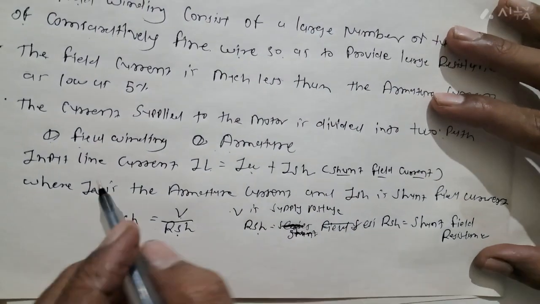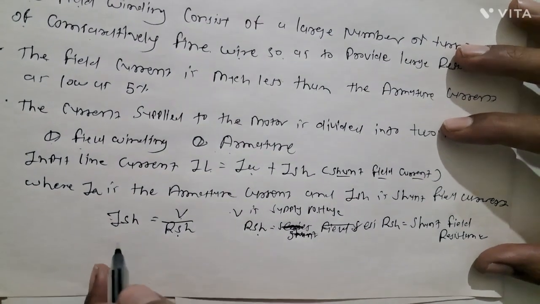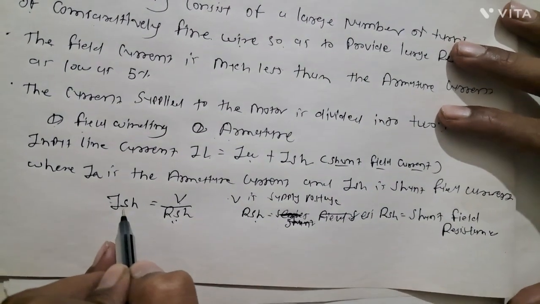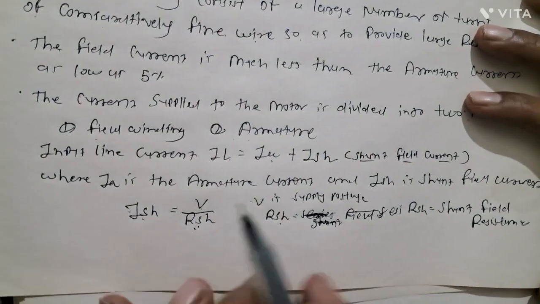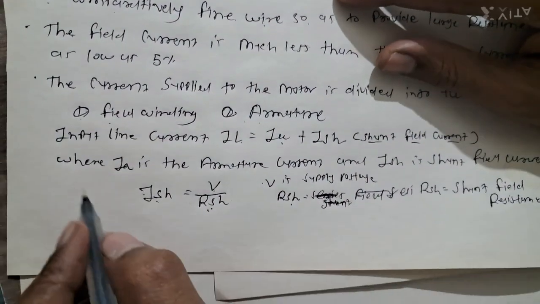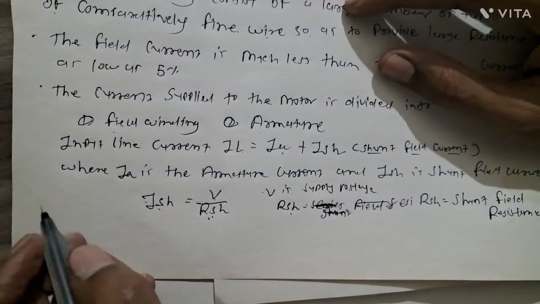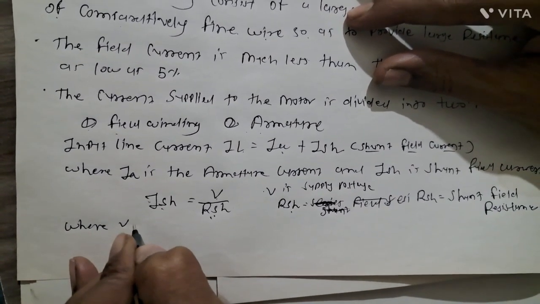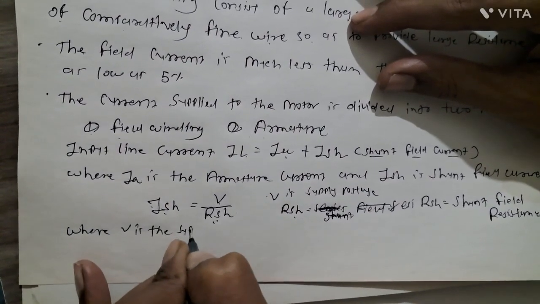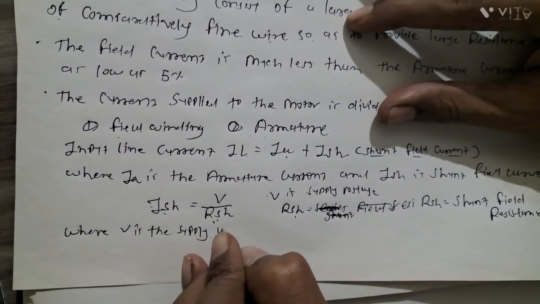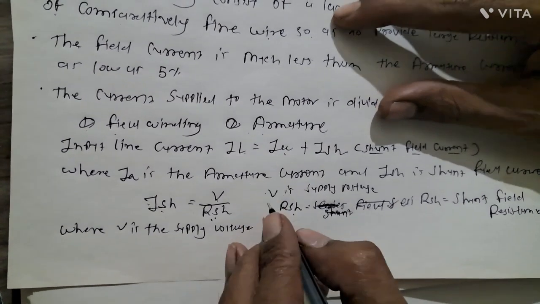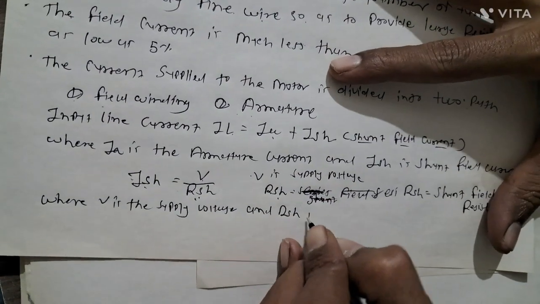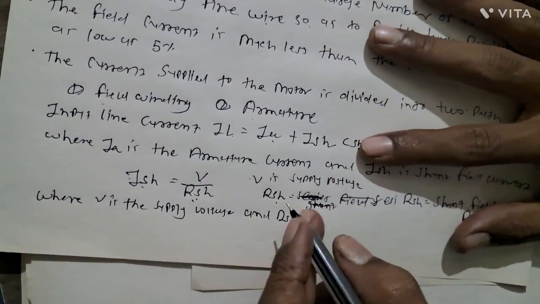ISH means shunt field current. So we have shunt field resistance, shunt field current and supply voltage V. I'll write this, where V is the supply voltage and RSH is the shunt field resistance.